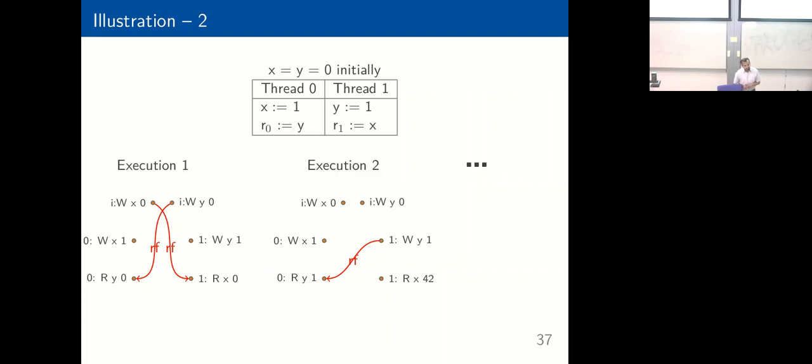The reads from relation, as I drew them with these red arrows, goes from writes to reads, or stores to loads. So in the first execution upon your very left, the loads all get their values from the initial stores. And so you have those two reads from relations. In execution 2, on the left-hand thread, the read of y gets its value from the write of y on the other thread. And where does that value 42 come from? Well, it doesn't, right? There's no 42 written anywhere.